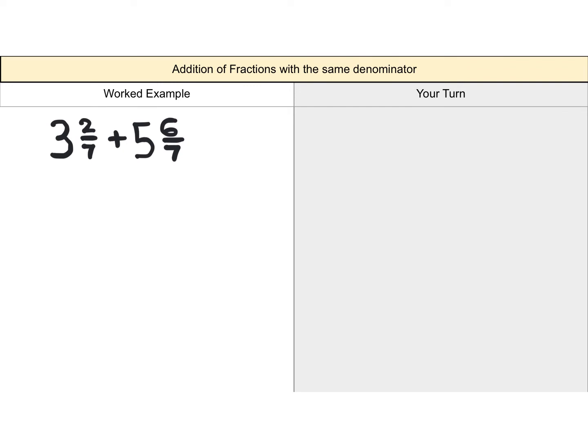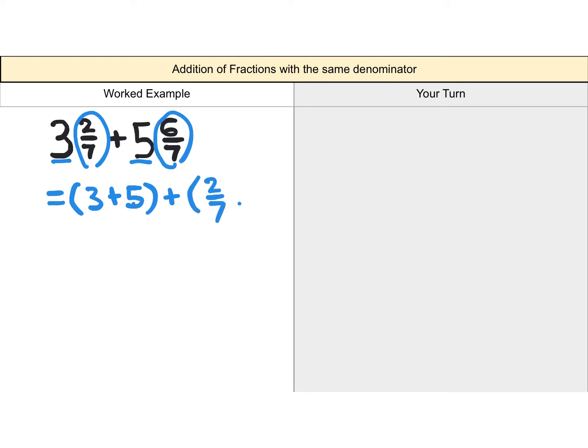When adding fractions, we might also want to add mixed numbers. So what we do for this is we first need to add the two whole numbers together. So I need to add 3 plus 5 together, and then I'm going to add the two fractions together. So I'm going to add 2/7 plus 6/7.